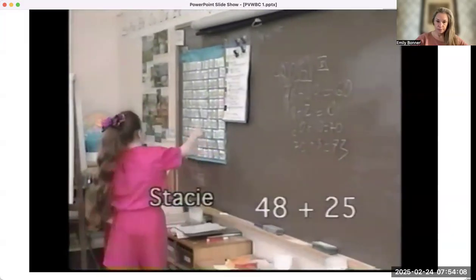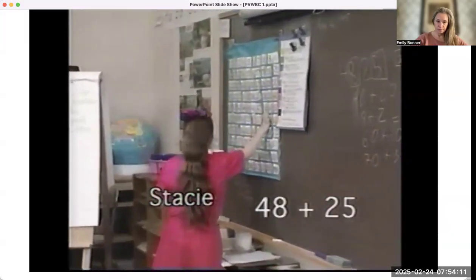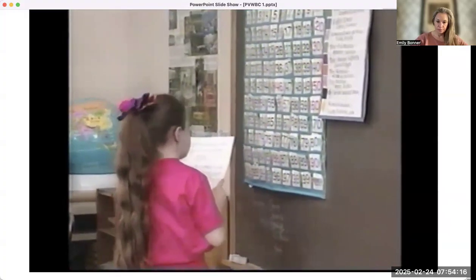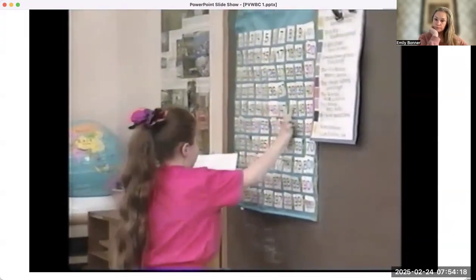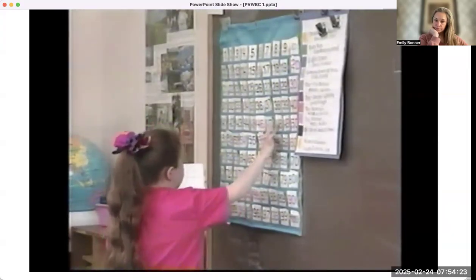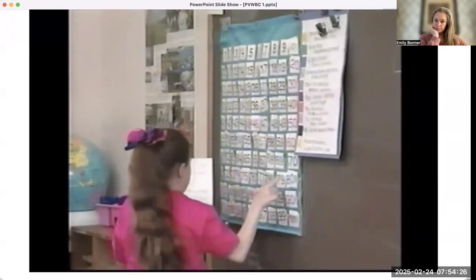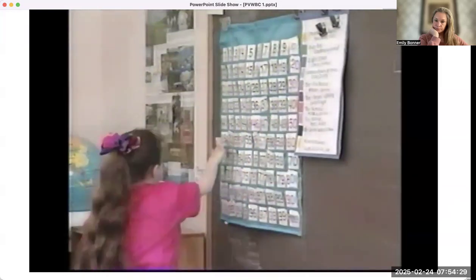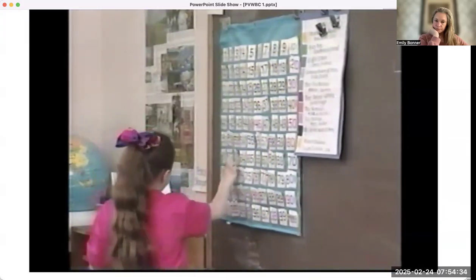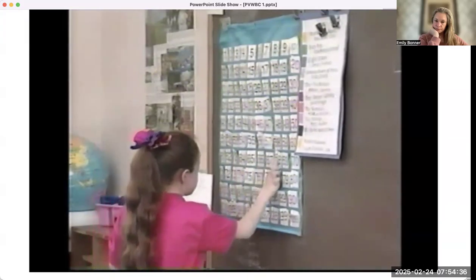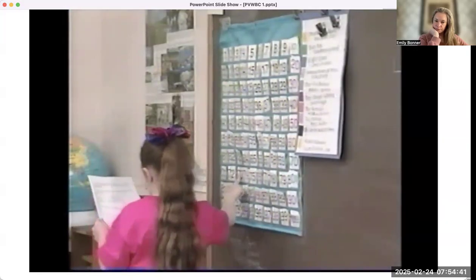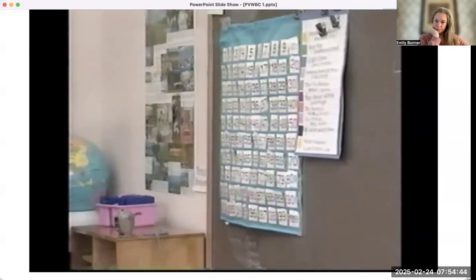I had 48. I counted 48 on the number board. I started from 48. And then I counted 25. Go ahead and count. 1, 2, 3, 4, 5, 6, 7, 8, 9, 10, 11, 12, 13, 14, 15, 16, 17, 18, 19, 20, 21, 22, 23, 24, 25. And I ended up with 73. Excellent.